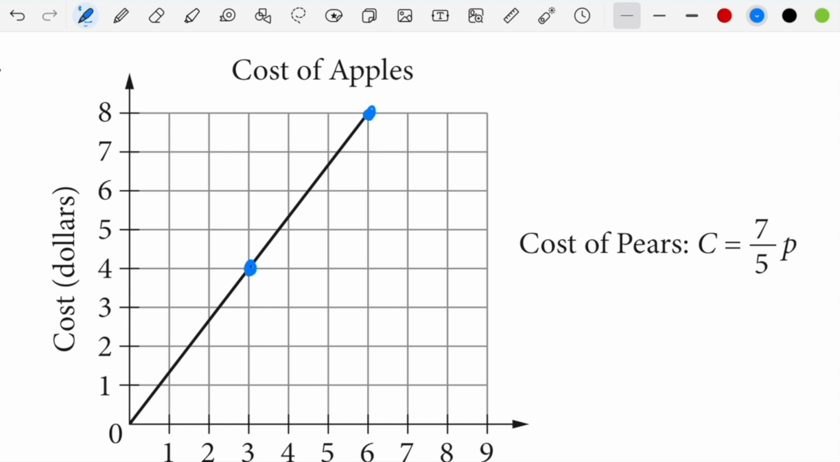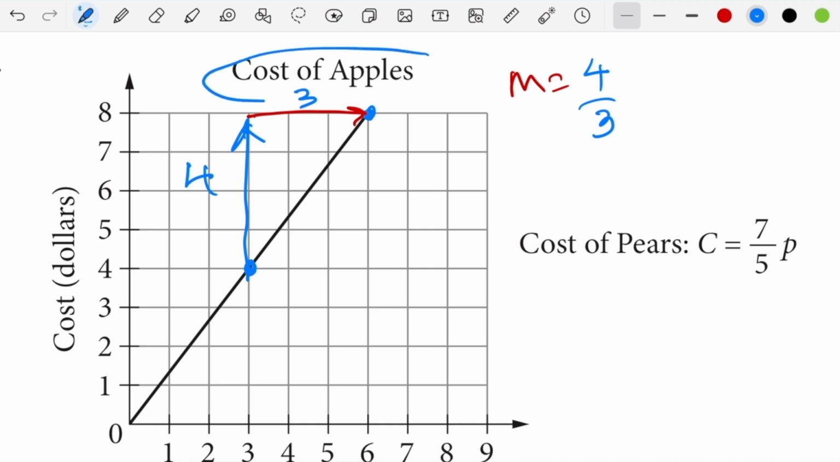Crosses that. And from there, I'm going to go rise over run. I take the first point on the left, straight up, and then to the right. My slope or rate of change is 1, 2, 3, and 4 over 3 steps. Okay, and that will be the rate of change for the apples. The rate of change for the pears is 7/5. So I have the slopes as fractions.